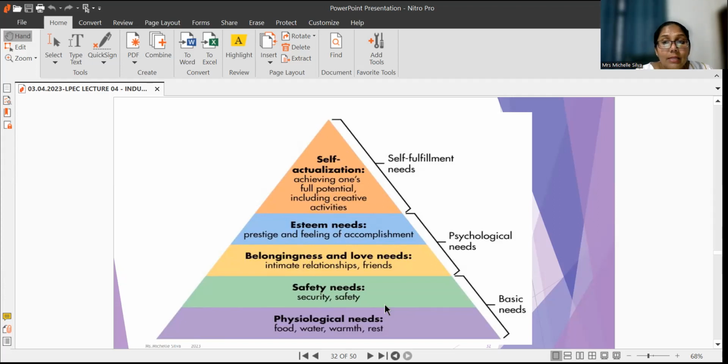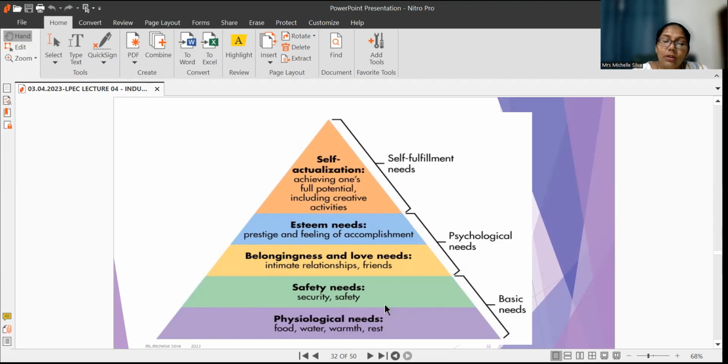Then esteem needs are really important for executive level people. When people come to a managerial position, their love needs, safety needs, and physiological needs are already satisfied. Now they are highly focused on prestige, a feeling of accomplishment, and appreciation. So as an organization, for managers and executive level employees, we should provide the required prestige and appreciation, like giving tokens of appreciation, rewards, certificates, etc. That is their need.